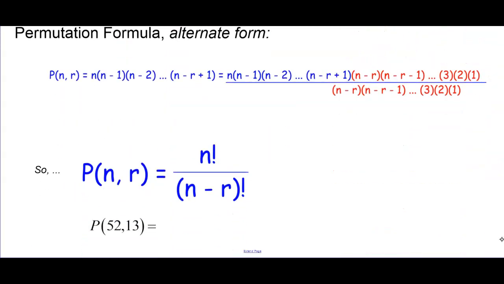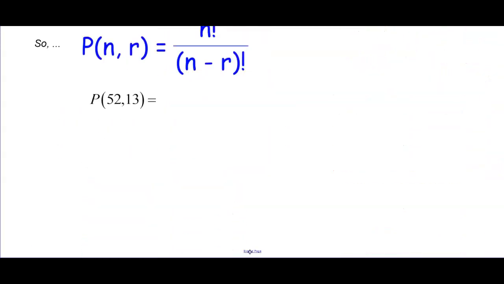Here, we can turn P(52,13) into a calculator problem that's much easier to type. You would just have to do, on the calculator, 52 factorial divided by 39 factorial. So, notice, 52 minus 13 equals 39. That's how you figure out the denominator. Okay, so let's do that. Let's grab the calculator, type that in.